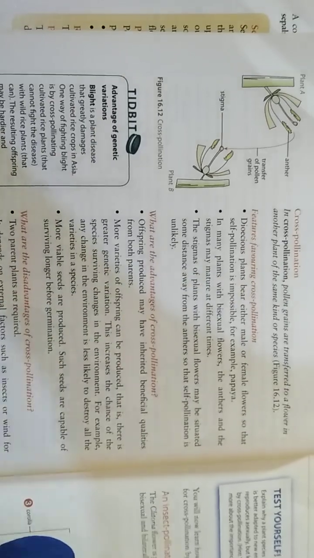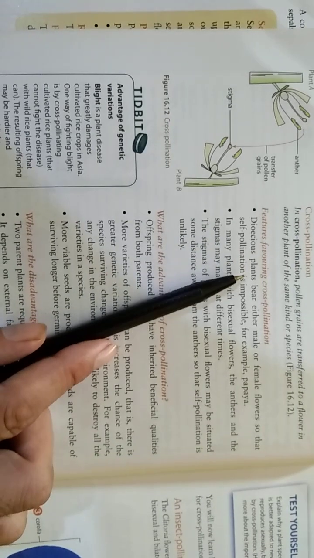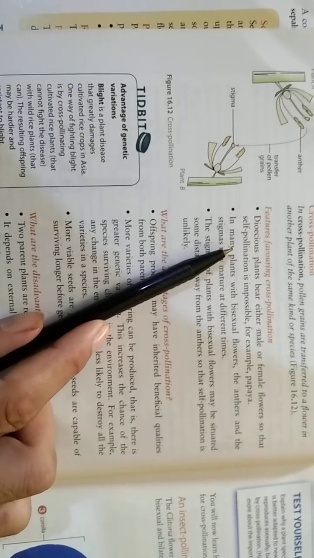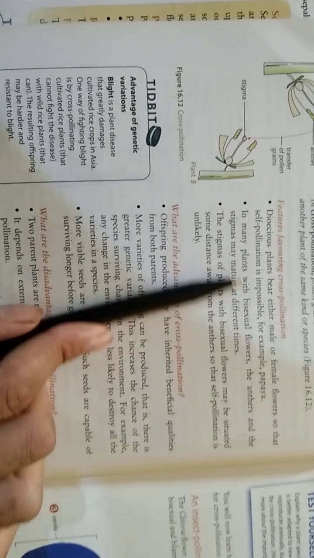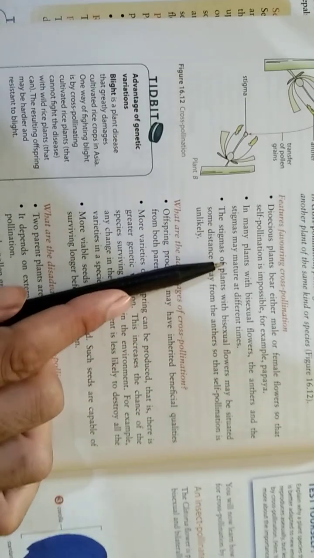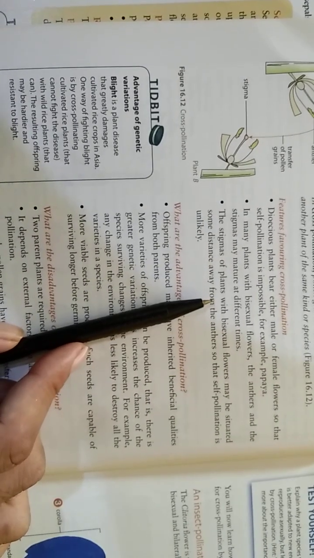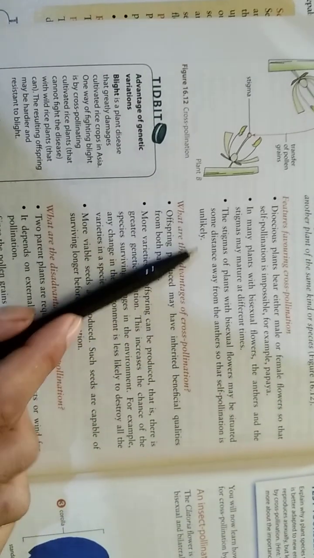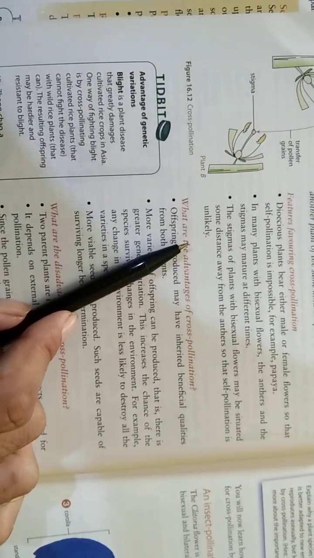Features favoring cross-pollination. Dioecious plants bear either male or female flowers so that self-pollination is impossible, for example, papaya. In many plants with bisexual flowers, the anthers and the stigma may mature at different times. The stigmas of plants with bisexual flowers may be situated some distance away from the anther so that self-pollination is unlikely.